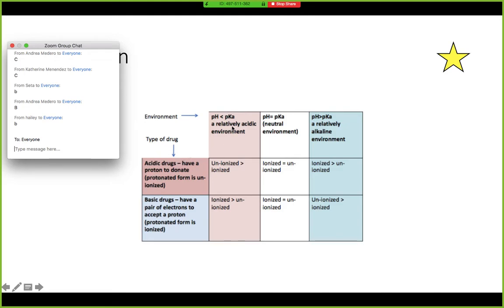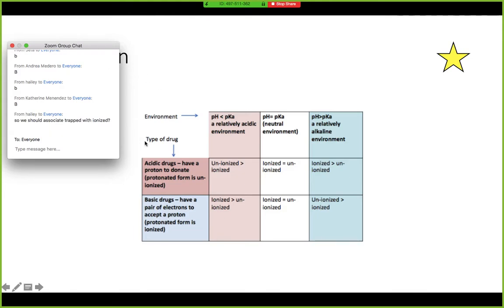So acidic drugs in an acidic environment are going to be unionized. In an alkaline environment, they're going to be ionized because they can give up their hydrogen ions. And basic drugs in an acidic environment are going to be ionized, and in an alkaline environment are going to be unionized.